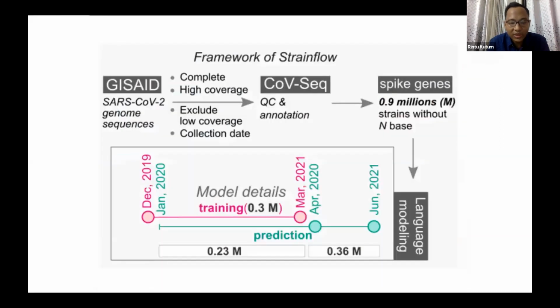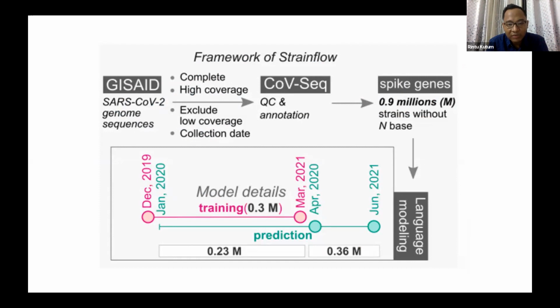So coming to the main framework. The initial framework is that we download the dataset from GISAID, which is genome sequence data that is complete and high coverage. We exclude anything which has low coverage. And most importantly, we have the collection date, because we intend to model based on the monthly collections in different countries.